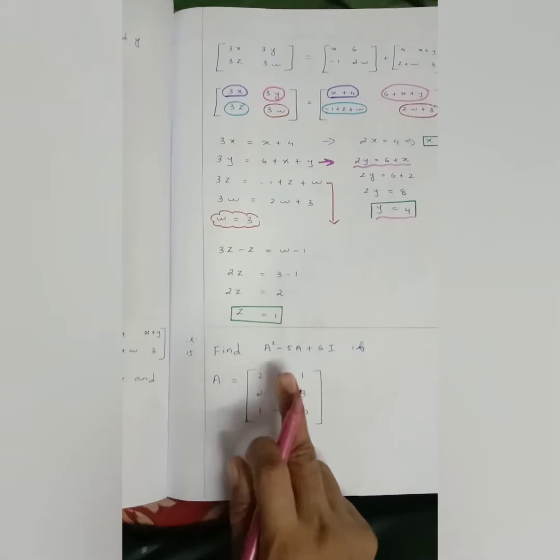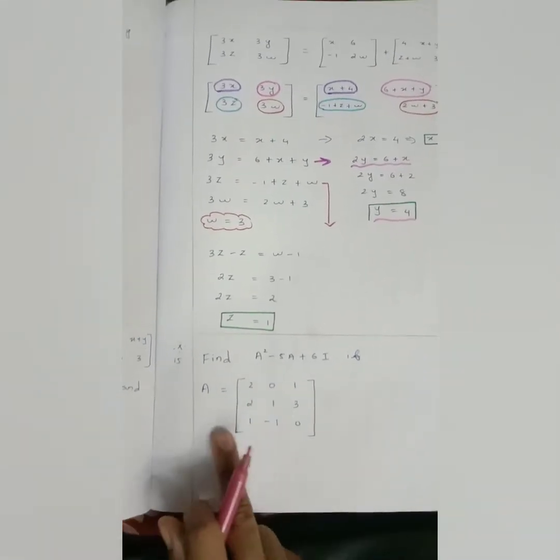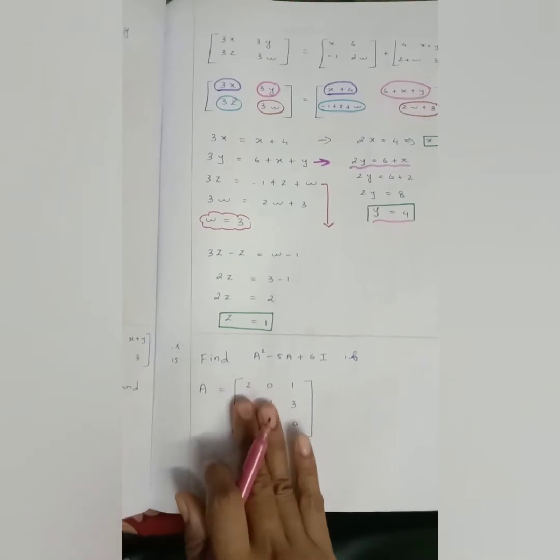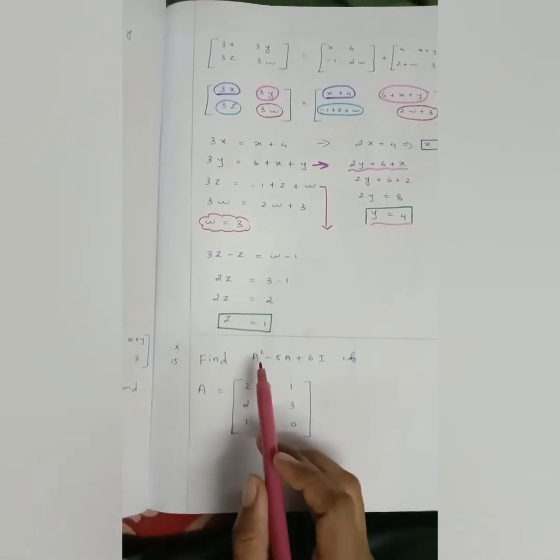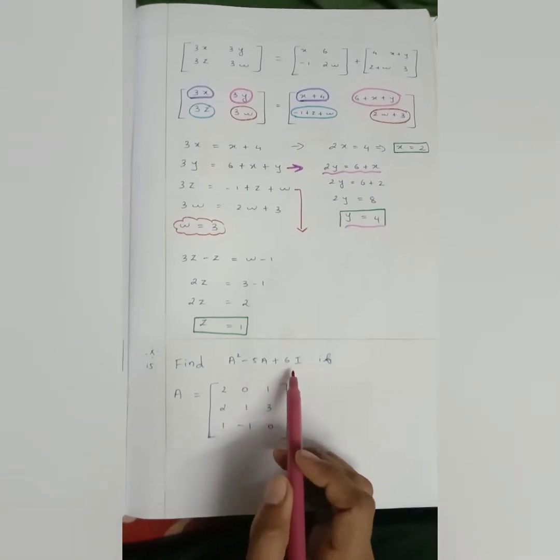This is the next important question. Find A squared minus 5A plus 6I if the value of A is given. It's a very important 4-mark question. Very simple only. A squared minus 5A plus 6I. Okay, so A is given.